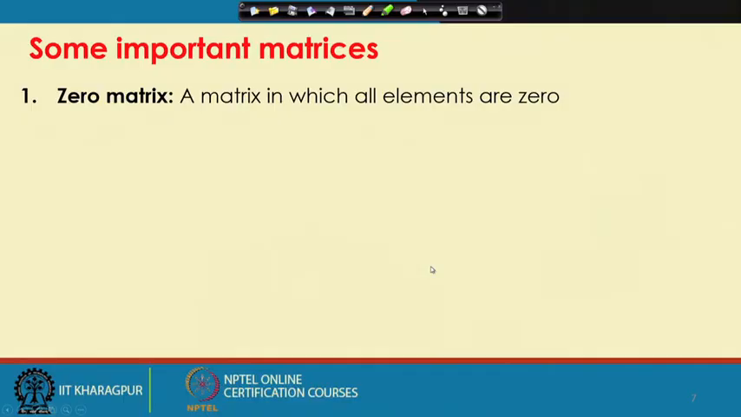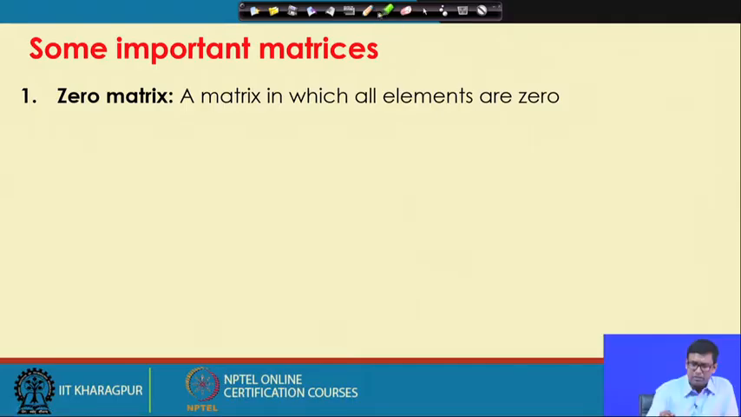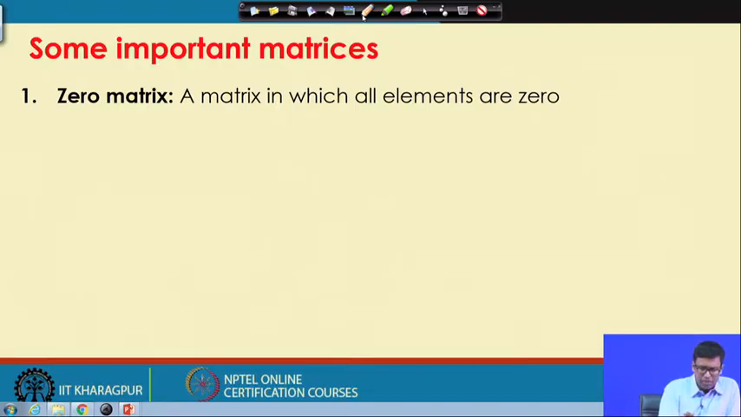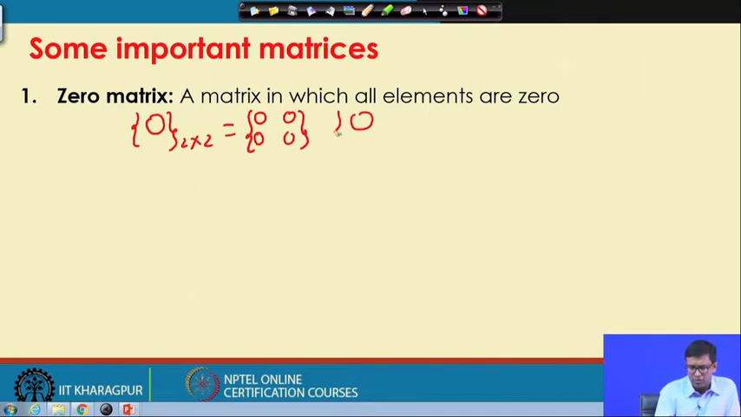So, one is a 0 matrix, a matrix which has all elements 0, and it can be a matrix of any order. For example, if we write O 2 into 2, that will be a 0 matrix which has 0 0 0 0, which is of 2 into 2. Similarly, if we write O 1 into 4, this 1 means it has 1 row. So, it is a row vector with 4 columns. So, again there are 4 zeros.